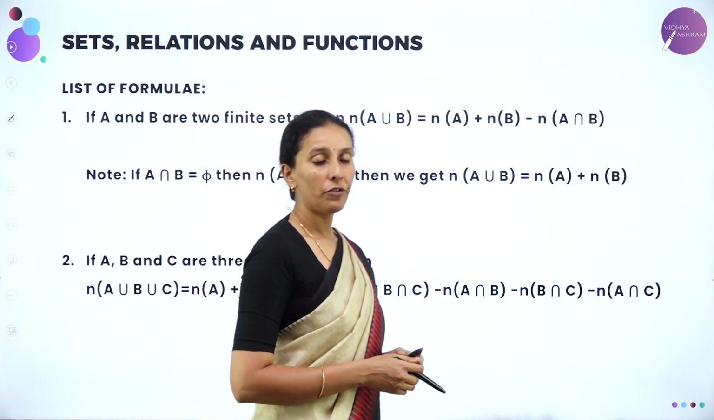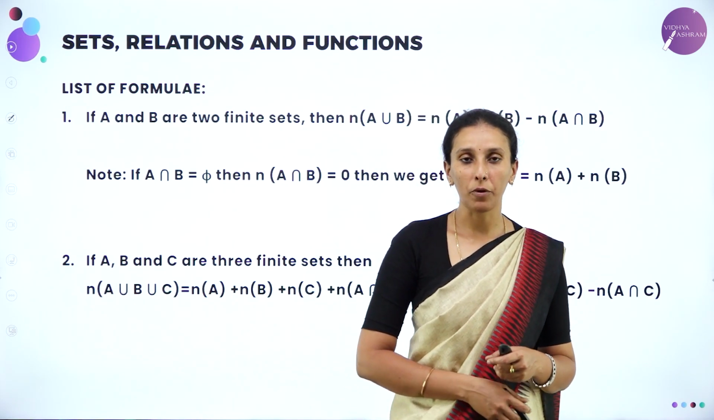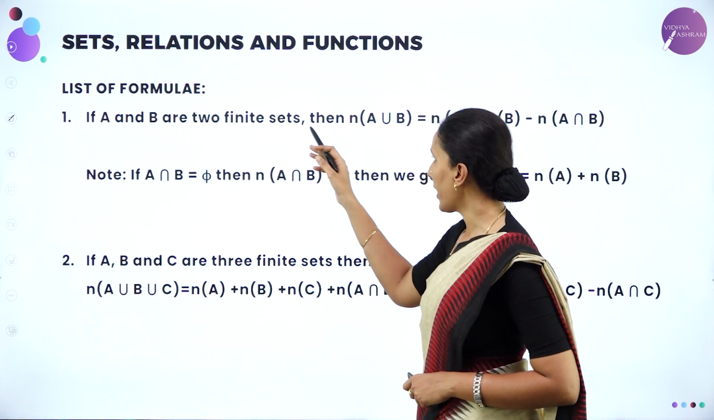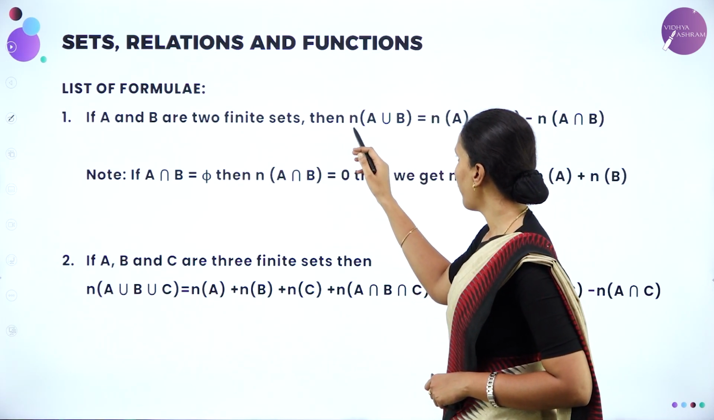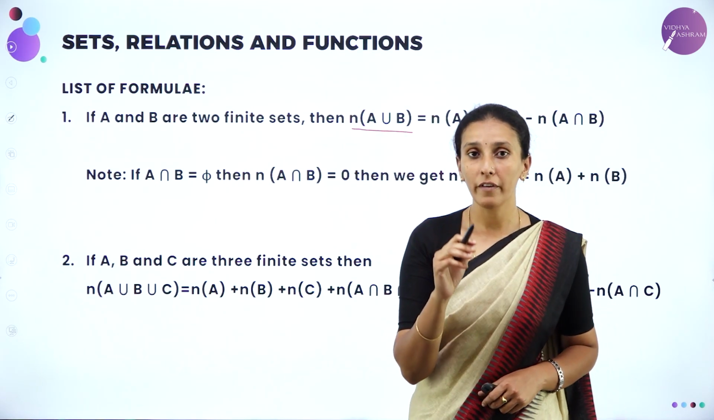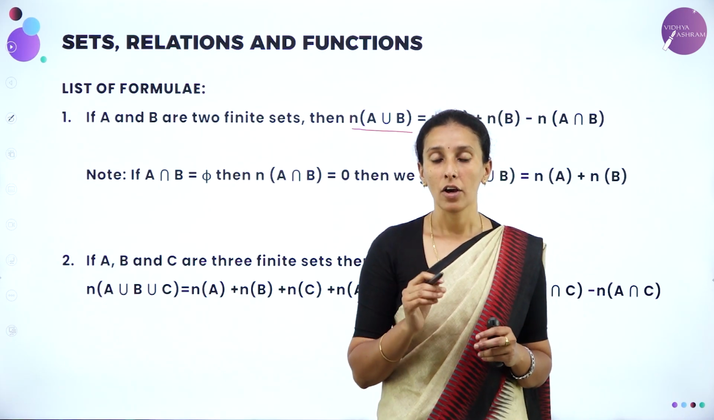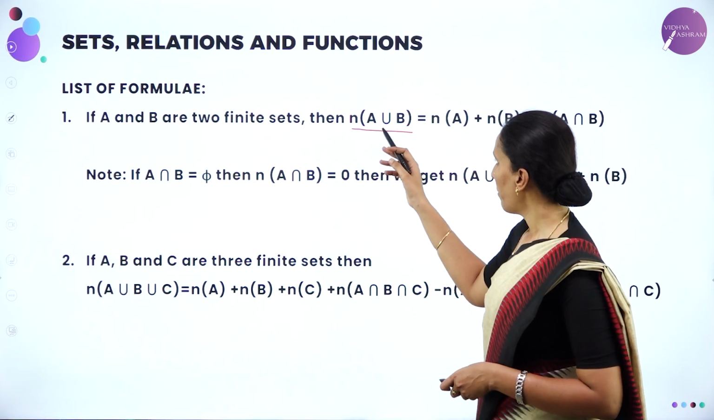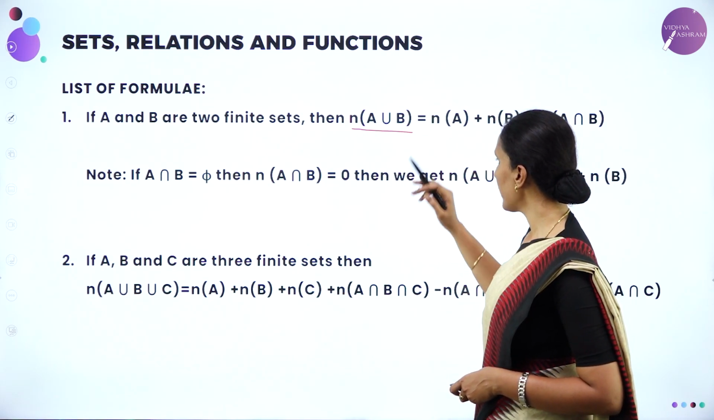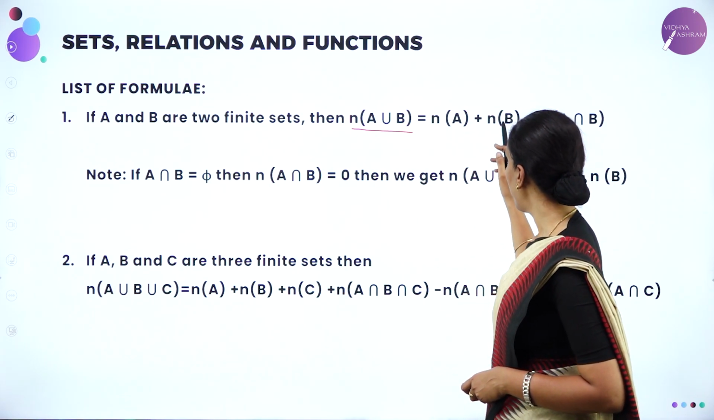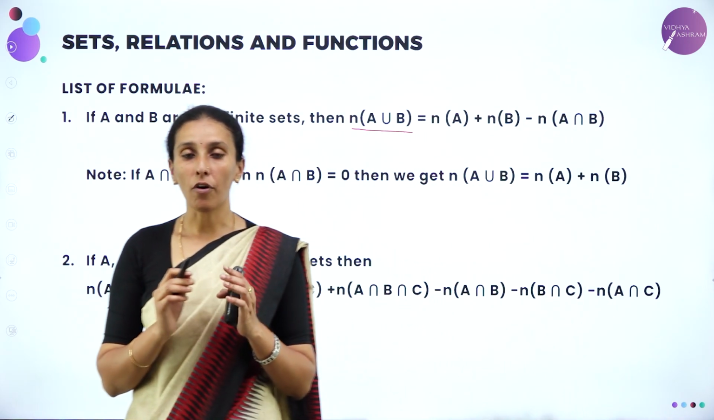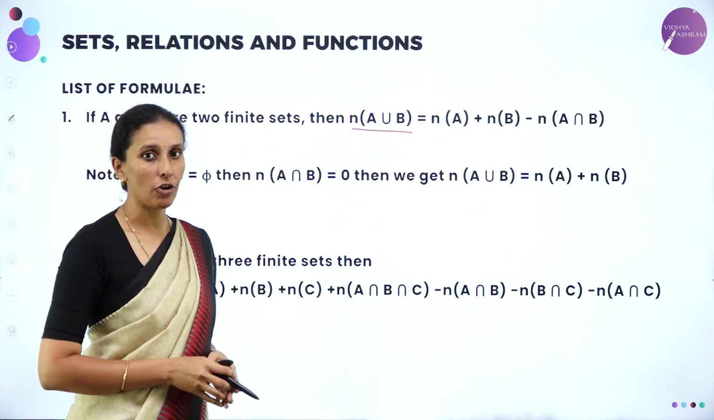Now, some list of the formulas which help us in the practical problems of operations on sets. If A and B are two finite sets, then n always represents the cardinality of the set, which means the number of elements present in the set. So the number of elements in A union B is always equal to n of A plus n of B minus n of A intersection B. So this is the formula to calculate the cardinality of the sets.